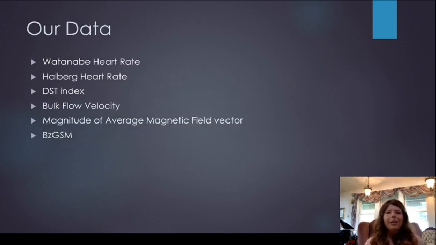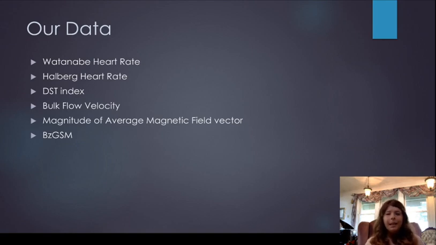So, our data starts off with the Hallberg and Watanabe heart rate datasets. These are just heart rate measurements taken by two different people over separate time periods. We originally were going to use systolic and diastolic blood pressures, but decided to just focus on one physiological trait for now. From the Omni set, we decided to use the DST index, the bulk flow velocity, the magnitude of the average magnetic field vector, and the BZGSM.